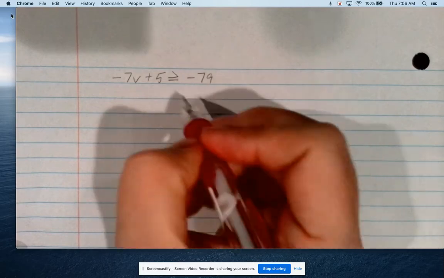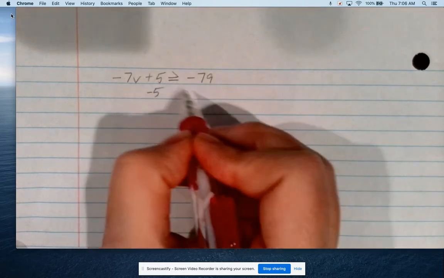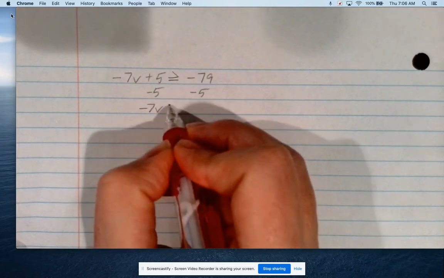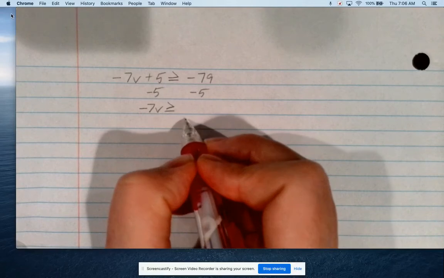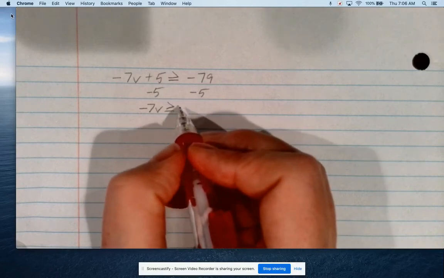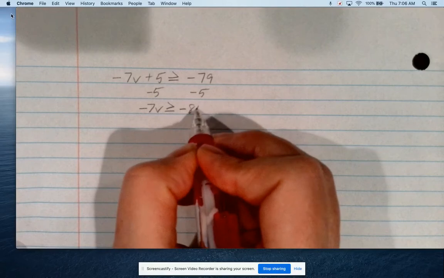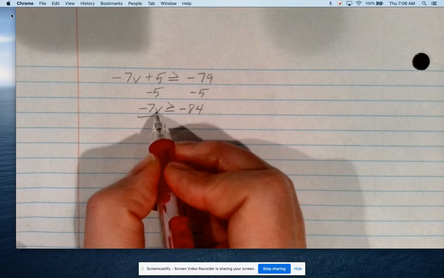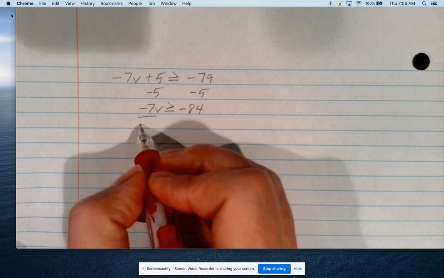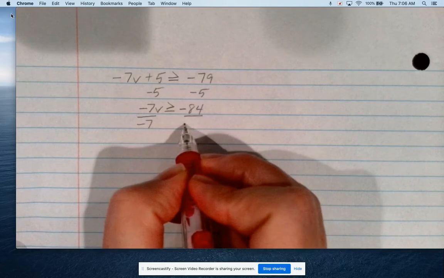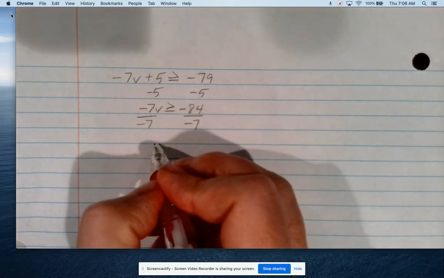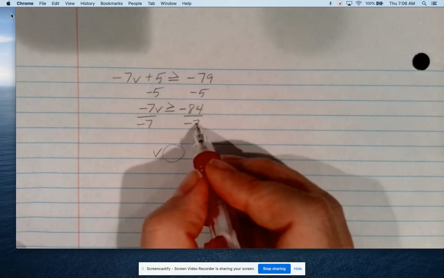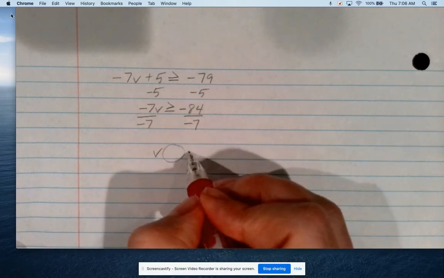So I'm going to solve this just like a two-step equation. Subtract 5 from both sides. And on this side, I have negative 7v greater than or equal to negative 84. Now I'm going to do the opposite of what's happening to the variable. Right now the variable is being multiplied by negative 7, so I'm going to divide by negative 7. And I end up with v and then the inequality, and a negative divided by negative is a positive. 84 divided by 7 is 12.